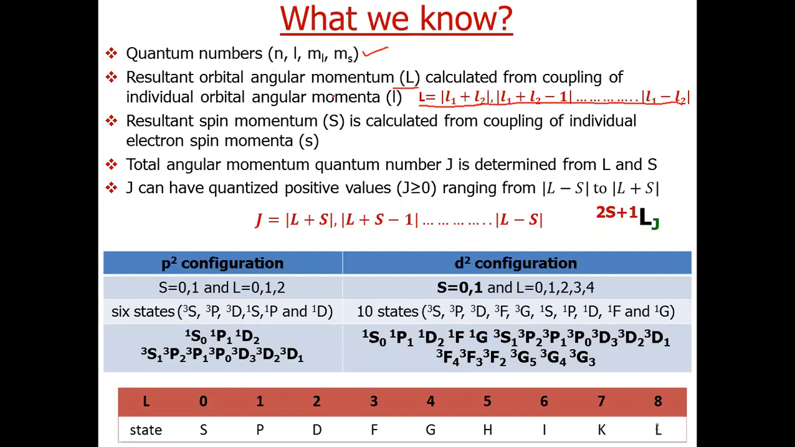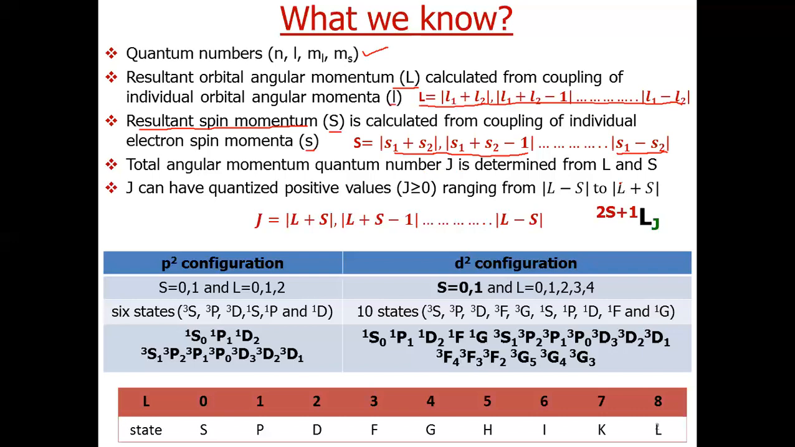Similarly, we defined a second new quantum number capital S for a multi-electron system, which is the resultant spin momentum, and to calculate its value, we have a formula: S is equal to small s1 plus s2, s1 plus s2 minus 1, then we go up to s1 minus s2. The values of L and S are calculated from small l and small s.